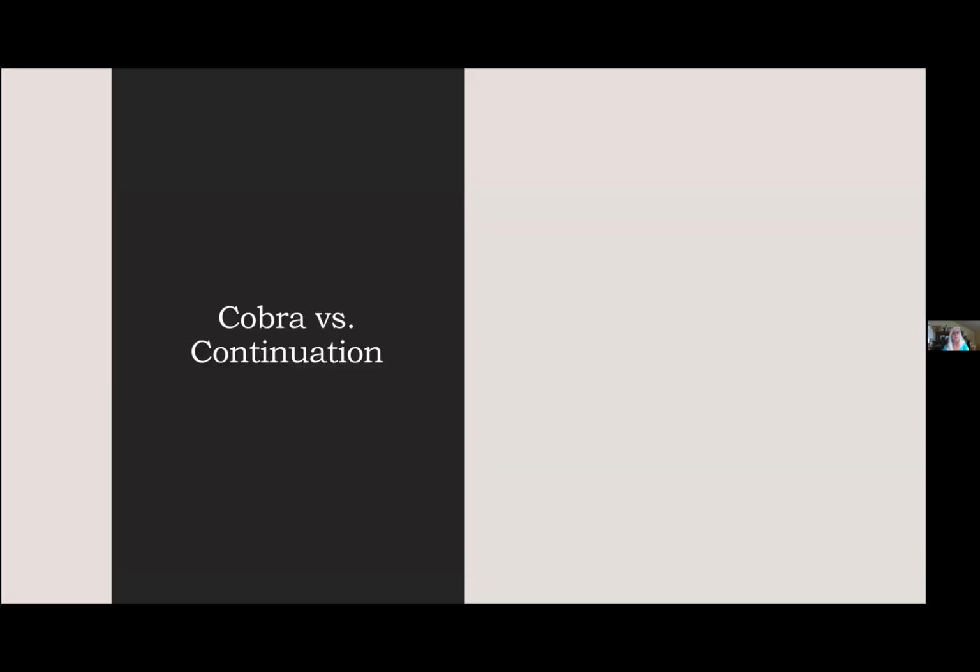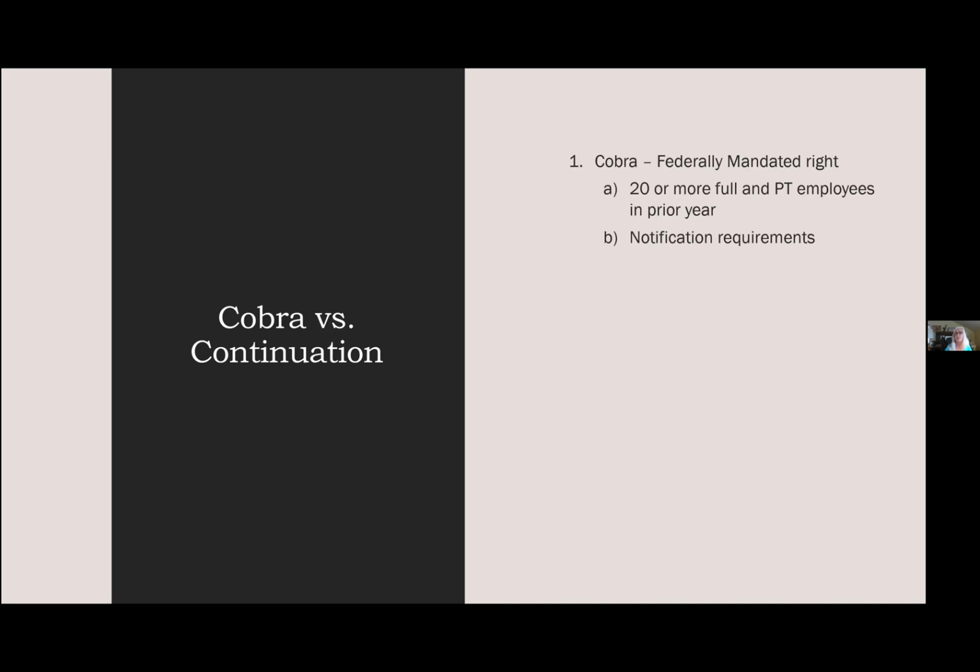The COBRA versus continuation. Now, COBRA is federally mandated. If you have 20 or more full and part-time employees in the prior calendar year, and we look at it by quarter, your part-time employees, each part-time employee, 2 of them count as 1 full-time. But if you have 20 or more full and part-time, you must provide COBRA. And you have to provide notification. You have to let the employees know that January of this year, we are now eligible for COBRA under the federal mandate. So you send out notices to your employees.